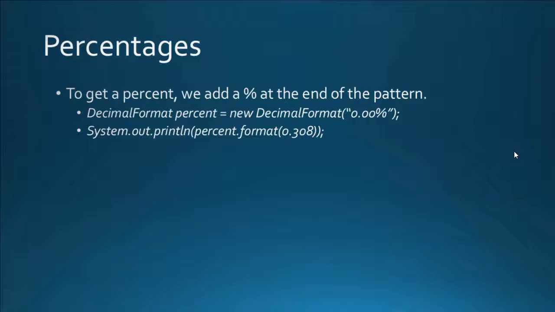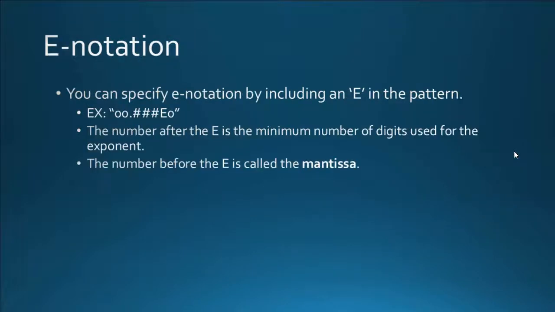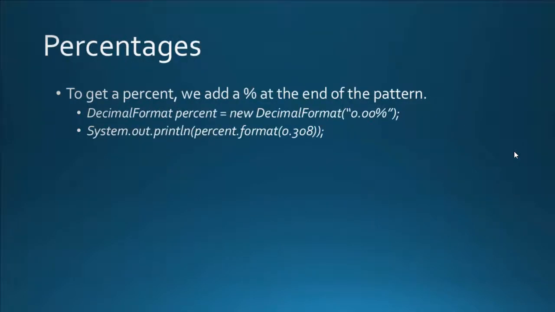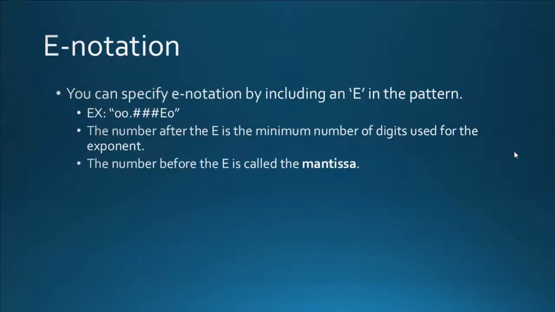Now let's talk about percentages. If I want to get a percent, we're going to add a percent sign at the end of the pattern. So DecimalFormat percent equals new DecimalFormat("0.00%"). Then if I do my System.out.println(percent.format(0.308)), which of course then you would end up with, if you do this as a percent, 30.8%.